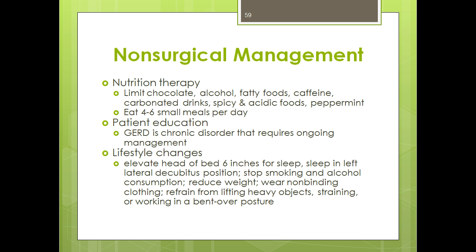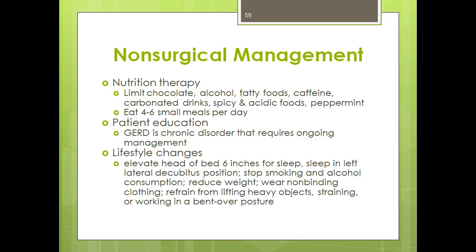So mainly they use non-surgical management, which includes a lot of times nutrition therapy, where they'll encourage individuals to eat 4 to 6 small meals per day. And the types of things that they would like for you to limit would be maybe your chocolate, alcohol, fatty foods, caffeine, mainly carbonated drinks and spicy drinks, anything acidic, and believe it or not, peppermint doesn't do well for people with that.